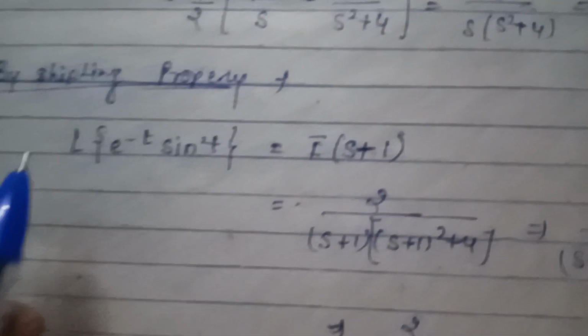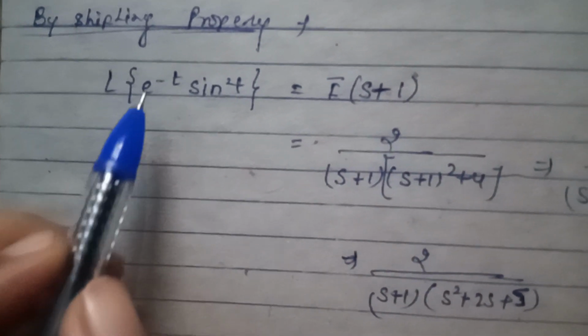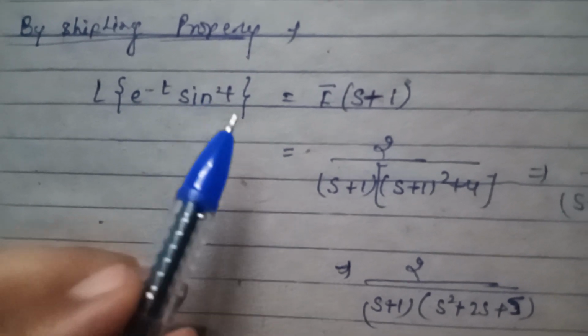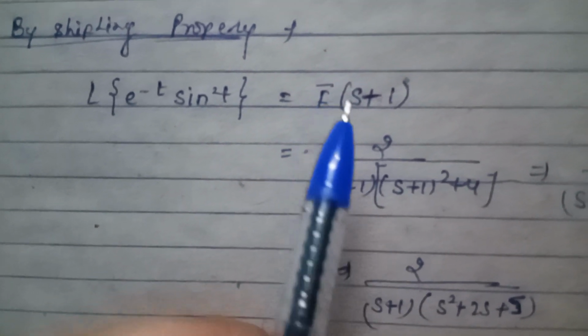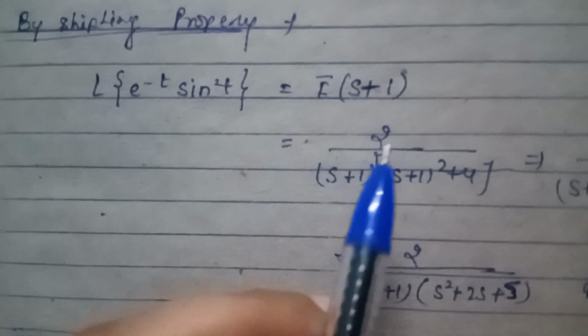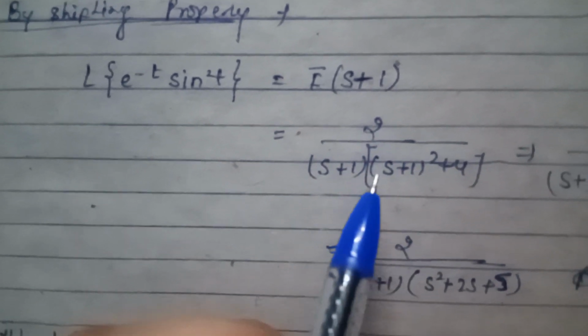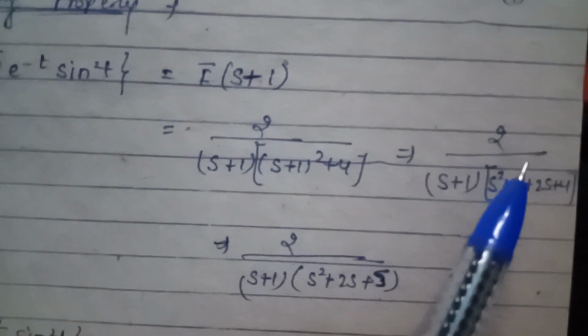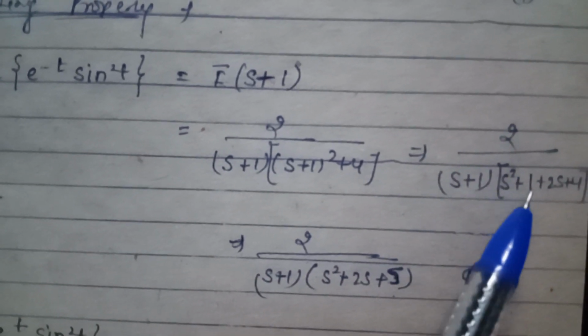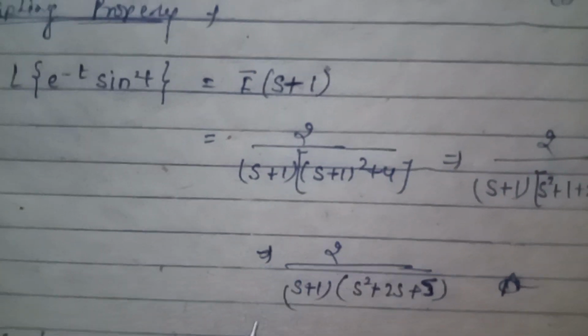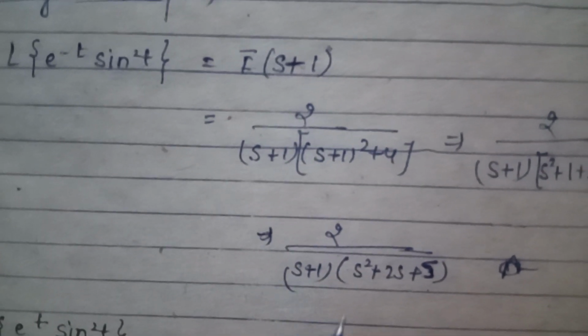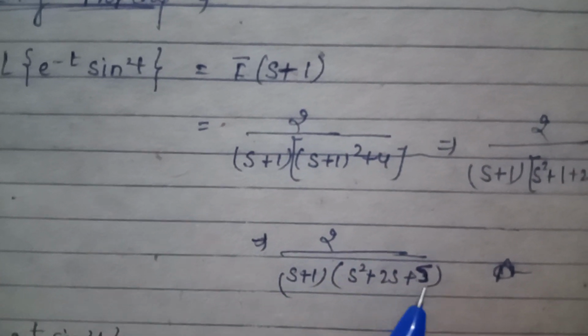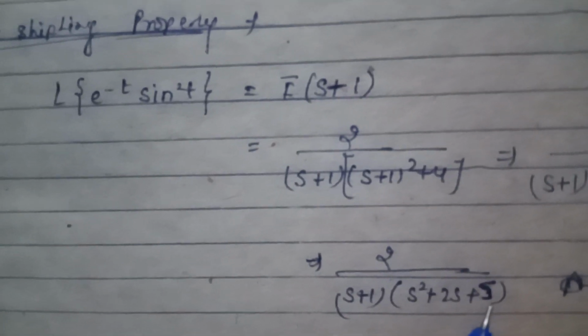Say now by shifting property Laplace e to the power minus t sine square t is equal to f bar s plus 1, which is equal to 2 by (s plus 1) ((s plus 1) whole square plus 4), which is equal to 2 by (s plus 1) (s square plus 1 plus 2s plus 4), which is equal to 2 by (s plus 1) (s square plus 2s plus 5).